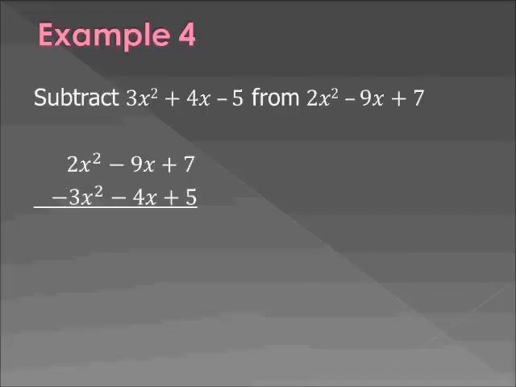So if you distribute the negative 1, you get 2x squared minus 9x plus 7 plus a negative 3x squared minus 4x plus 5. And just like before, all you do is combine like terms. Your answer is negative x squared minus 13x plus 12. So these are not very complicated problems, and they're not designed to be. These are just an introduction to how to add and subtract polynomials.